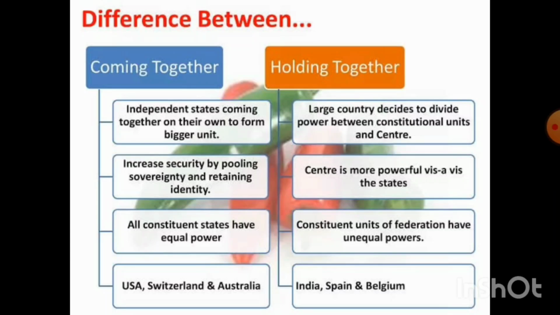Okay students, let's move on to today's topic, that is, types of federation and the theory of federalism in India. Now, there are two basic ways federations have been formed, that is, coming together federalism and holding together federalism. The first is when independent states volunteer to come together to form a bigger unit so that by pooling sovereignty and retaining identity, they could increase their security. This type of coming together federation includes USA, Australia, and Switzerland.